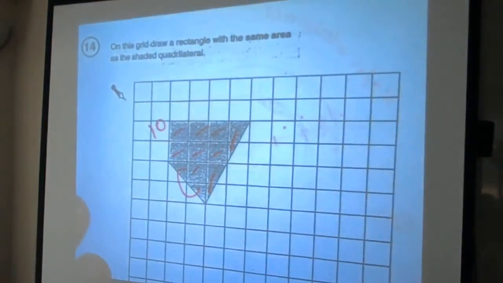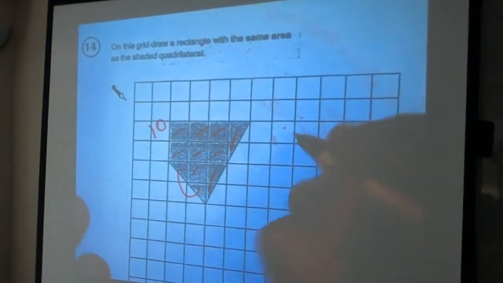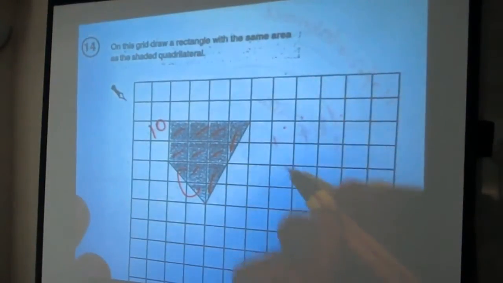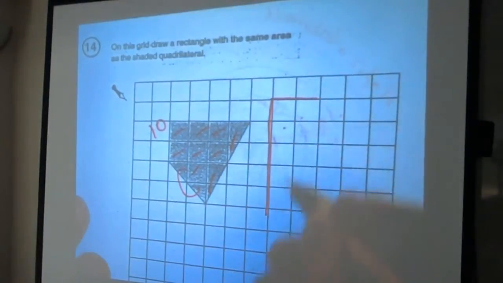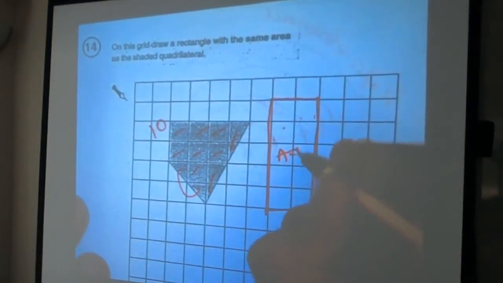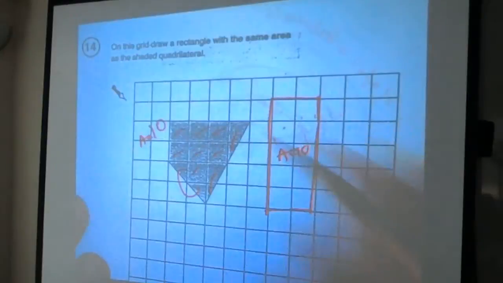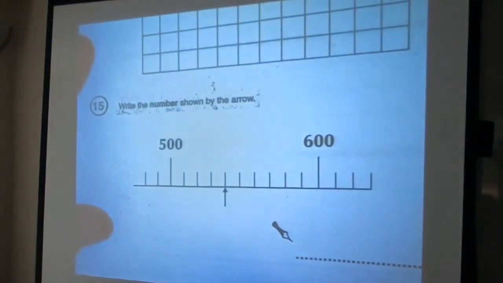It says draw a rectangle with an area of 10. So shall we do a 2 by 5? Yeah, starting from here, 2, and come down by 5. Are we happy with that? So that one has an area of 10, and that one has an area of 10. Done. Next question.